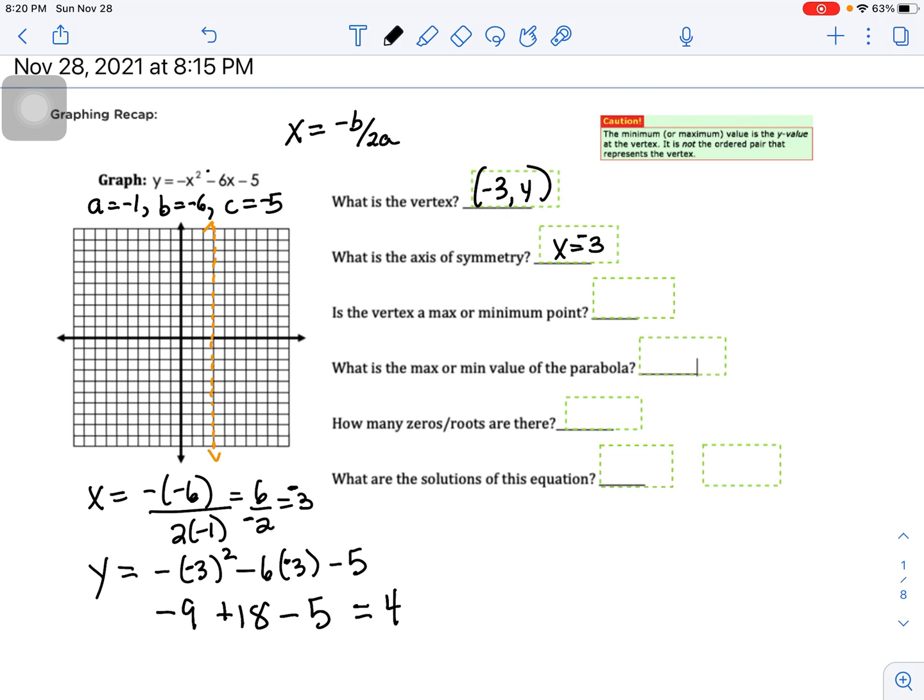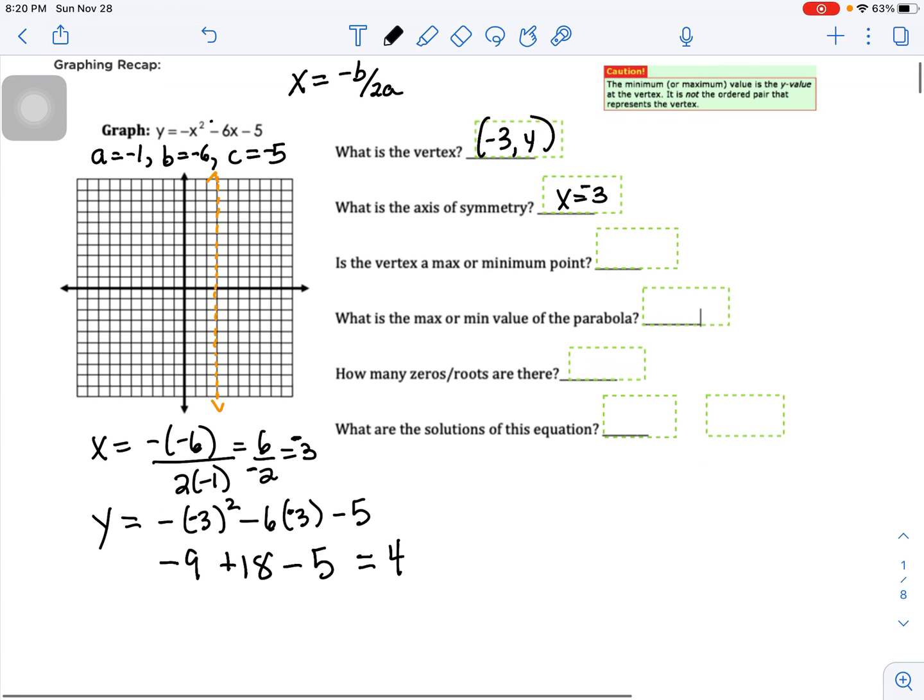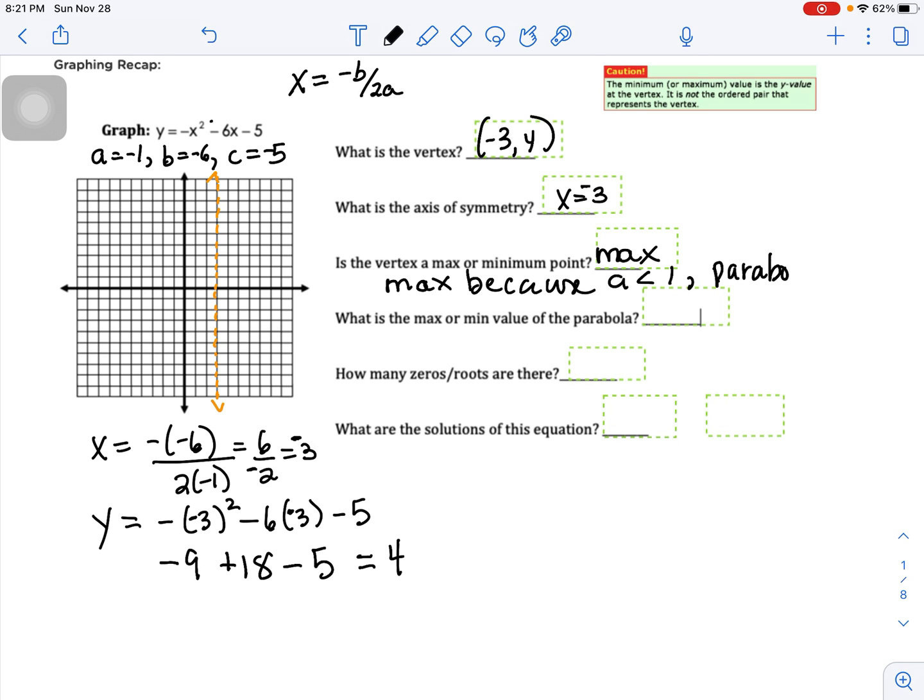Is the vertex a max or min point? All right, the vertex is a max point because a is less than 0, okay? The parabola opens down. What is that max or min value? Well, this is the y value of the vertex, so that's going to be 4.